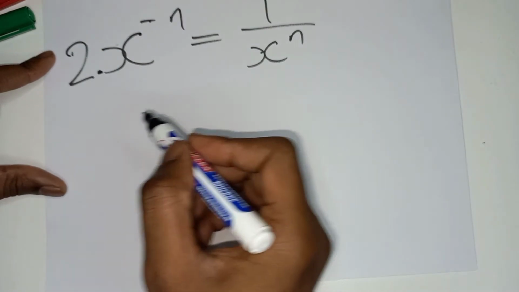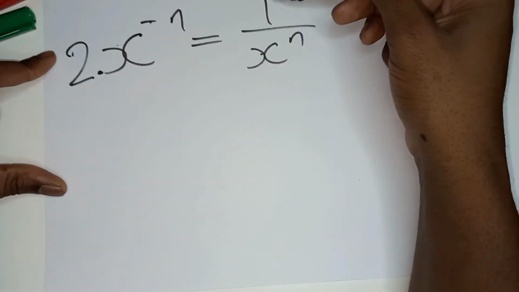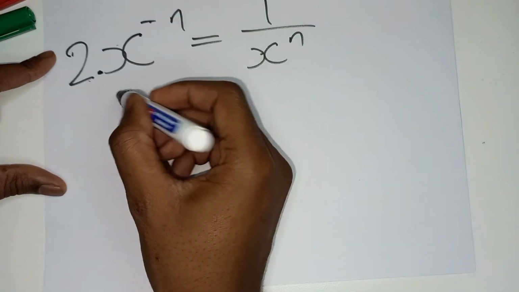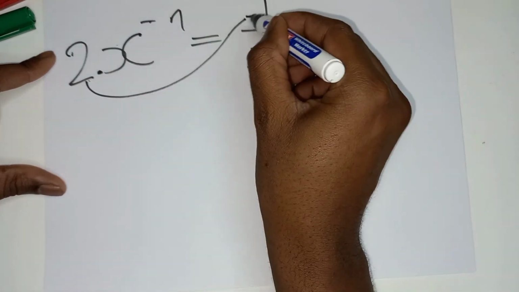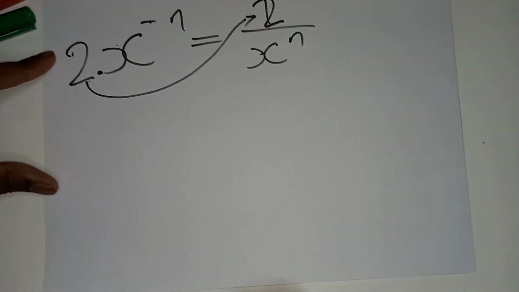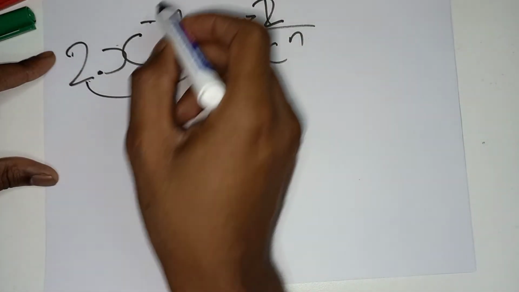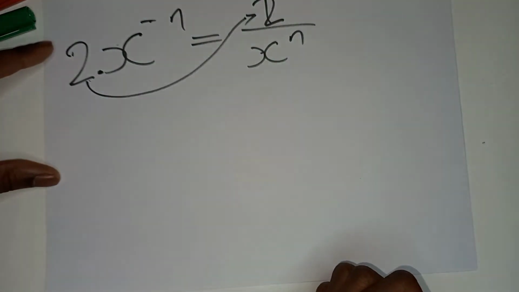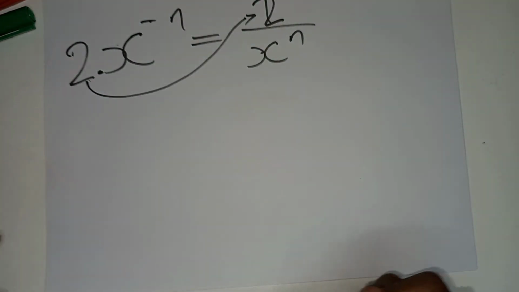And here's what happens. In the previous one, we kept 1 at the top and moved just the exponent. The same thing happens in this case. You keep the coefficient at the top and you move the exponent. So 2x to the exponent of negative n can be written as 2 over x to the n. You just move the exponent and leave the coefficient in its position.